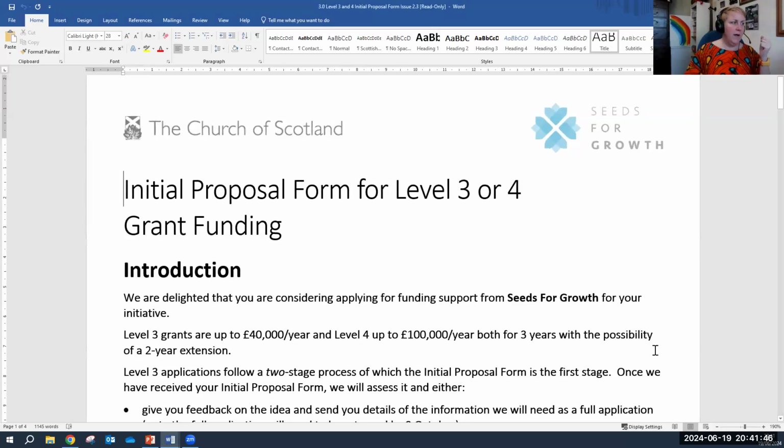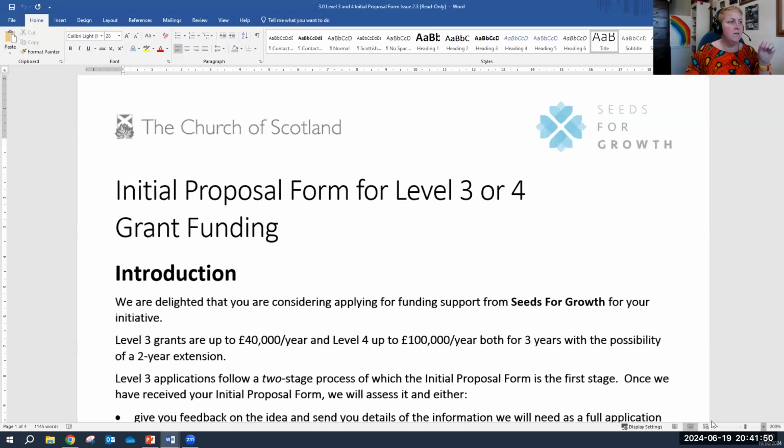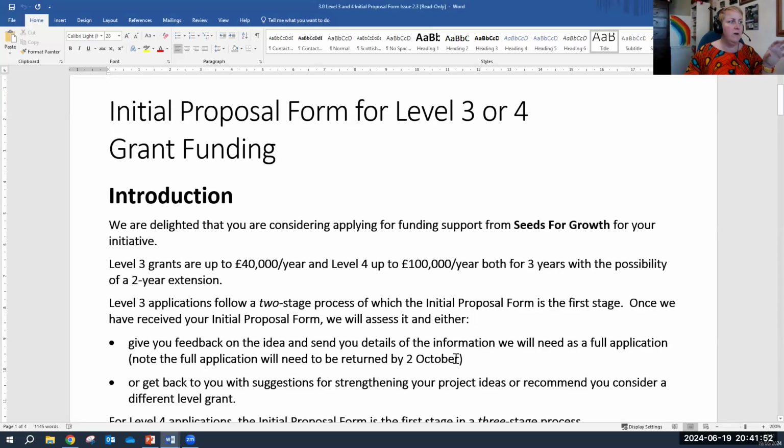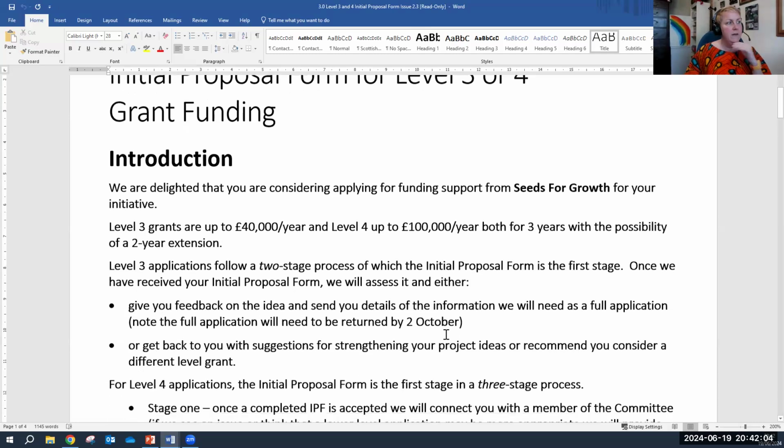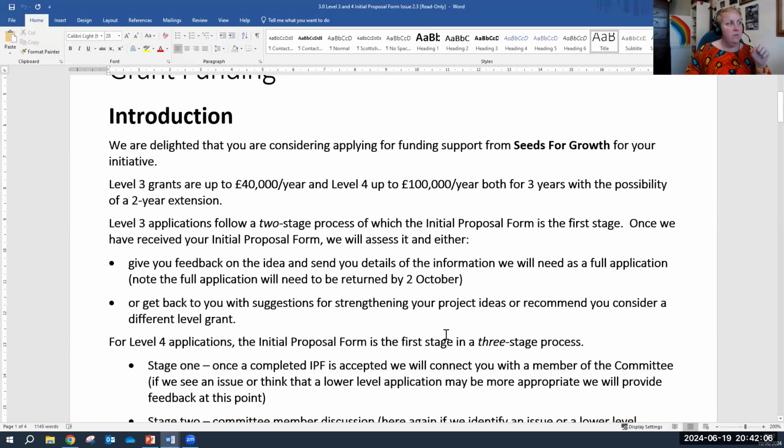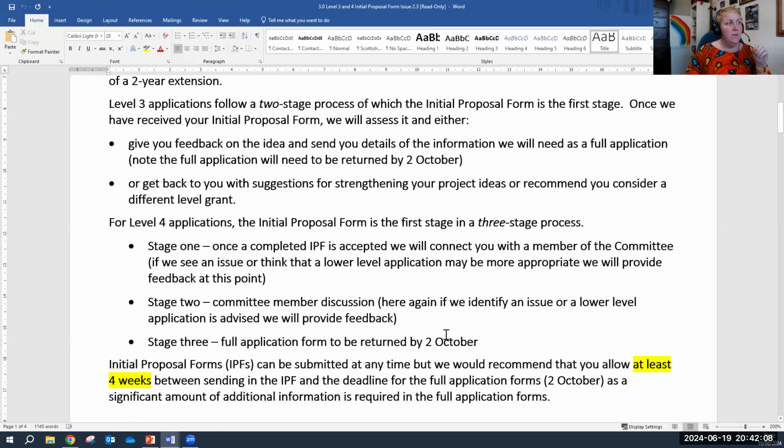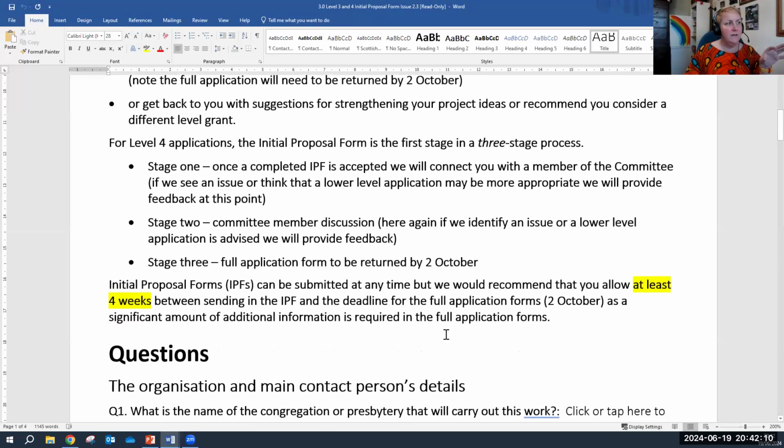So, as before, at the top of the page we have just what I've explained about level 3: grants up to £40,000 a year for 3 years, and then can be extended by 2 more years. For level 4, it's the same, but up to £100,000 a year. It's a 2-stage process for level 3, and for level 4, a 3-stage process. And we've just highlighted that there.